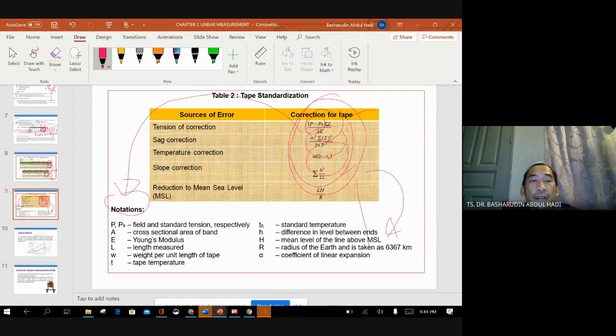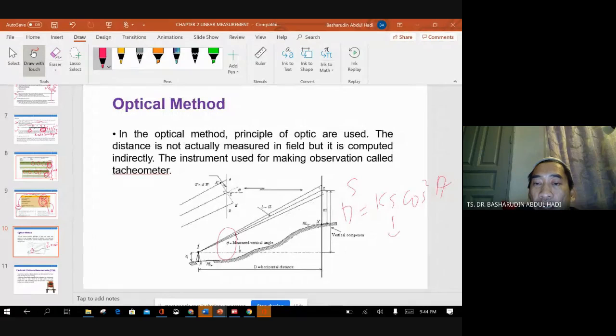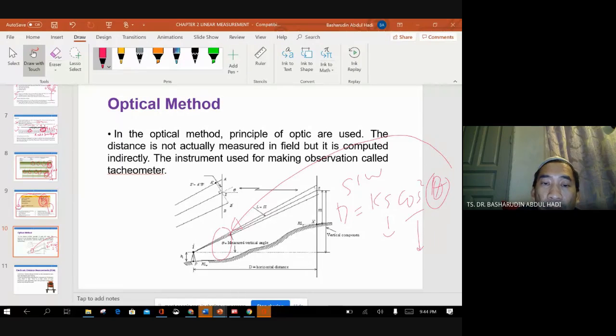All right, I think we have already discussed the optical method with you. We have horizontal distance. Remember that horizontal distance is equal to KS cos squared theta, where K is equal to 100, S is the staff intercept, and theta is the vertical angle. So from the optical method, you get the horizontal distance.